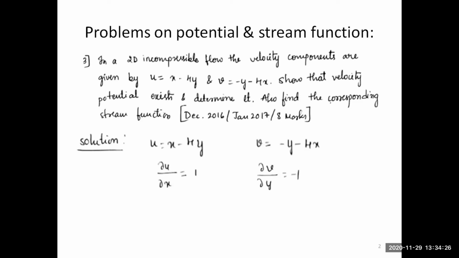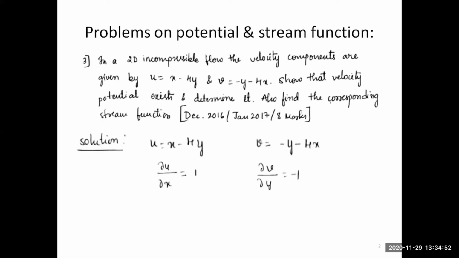To show that velocity potential exists, we have an equation: dou u by dou x plus dou v by dou y is equal to 0. That is the condition. If potential function phi exists, then the sum of the derivatives of the velocity components u and v with respect to x and y should be 0.